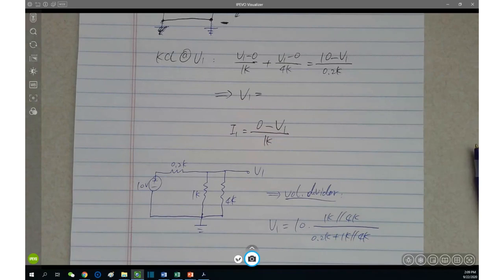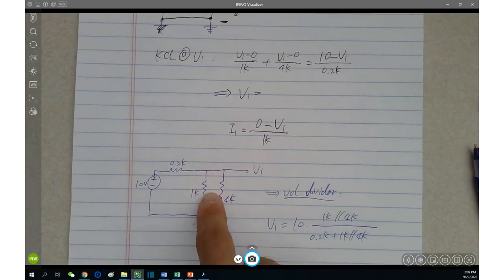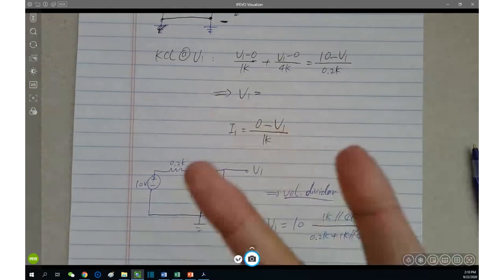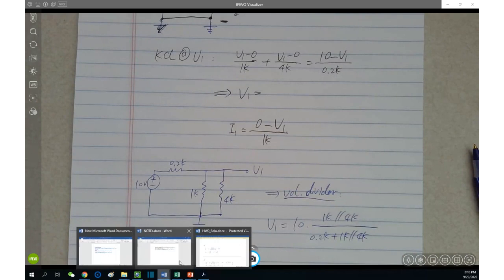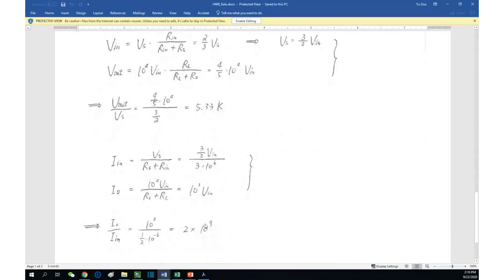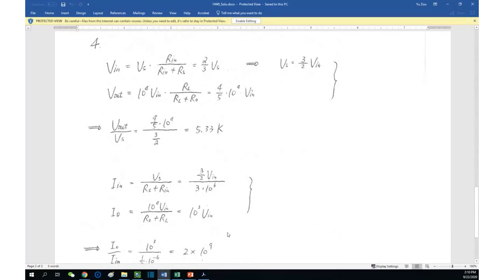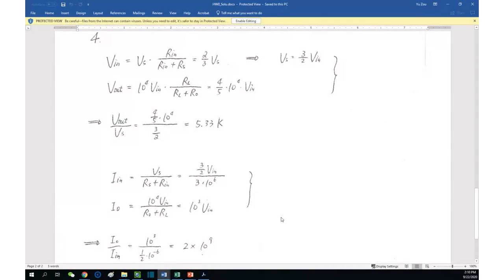You can do this: flip the original circuit, flip the original 1 kilo ohm down. So this is problem 3. As to problem 4, it's actually just a little bit of algebra. It might feel a little tricky, but nothing more than algebra.